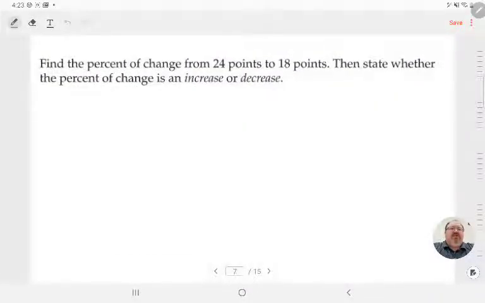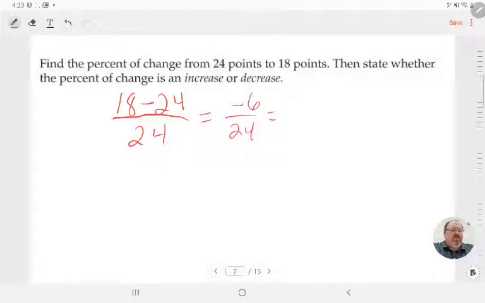So this one says find the percent of change from 24 points to 18 points. State whether the percent of change is an increase or decrease. So we would have the final amount, 18, minus the original amount, 24, all divided by the original amount, 24. So 18 minus 24 is going to give me negative 6. That's over 24. And that's going to give me a negative 0.25. We change that to a percent, and we have a negative 25%. And that is a percent of decrease.